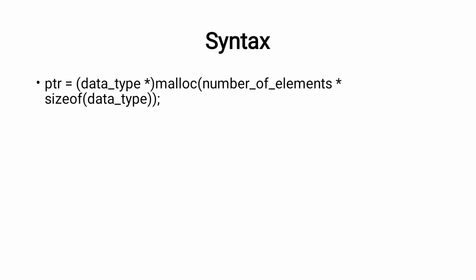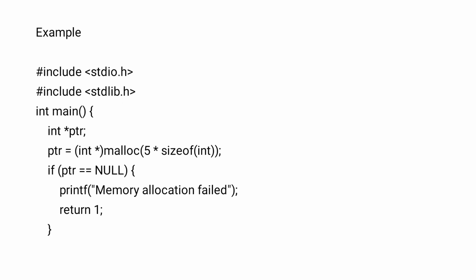This is what malloc is about. Here we are going to see one example. Before that, what is the syntax of malloc? Pointer variable equals data type star, malloc, the function name, and then the number of elements I am going to use, that is, number of elements star size of data type. This is the syntax of the malloc function.